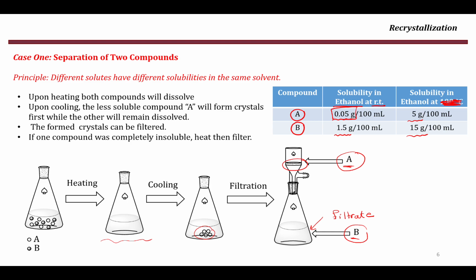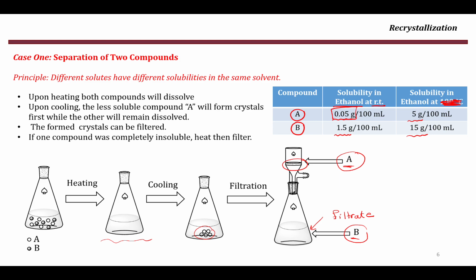Now, let's say in some cases we have two compounds A and B, and after heating we were able to dissolve one compound but not the other. In this case, there is no need to cool the solution. We can just do something which is called hot filtration. We will talk about it later on. So we can easily heat and filter, and then the insoluble compound will remain on the filter paper and the soluble compound will go down.